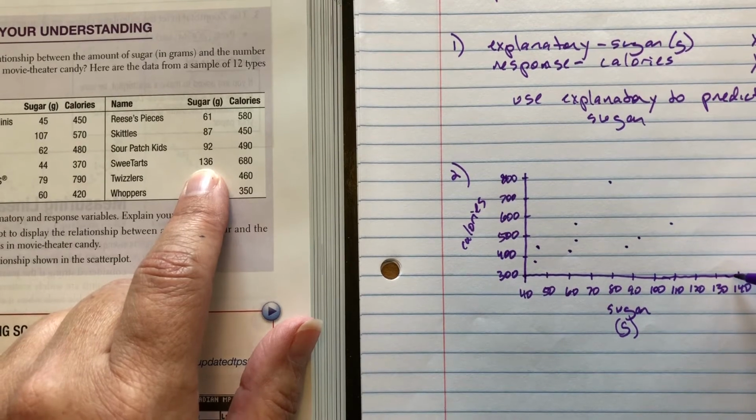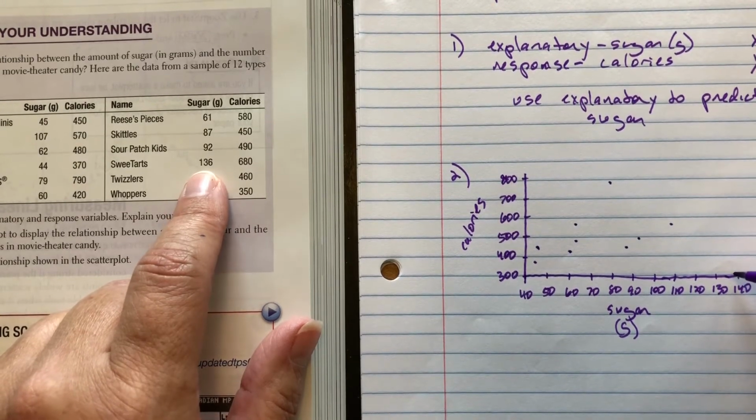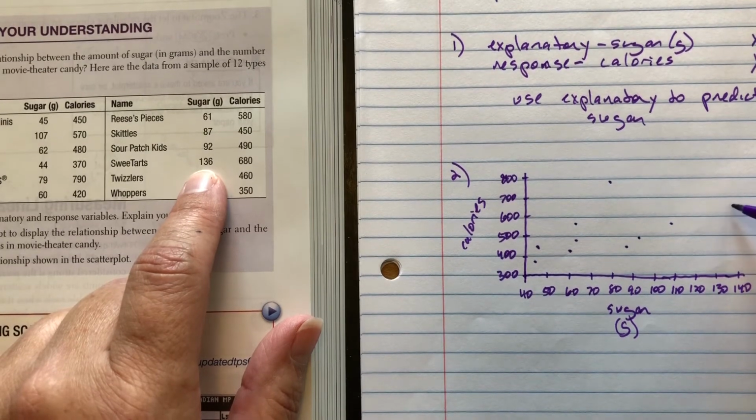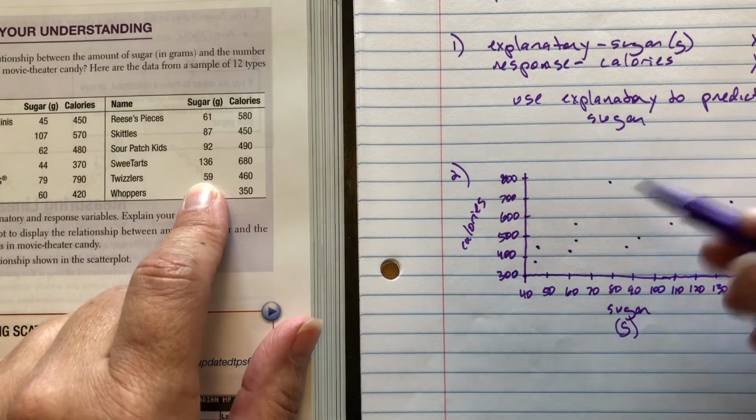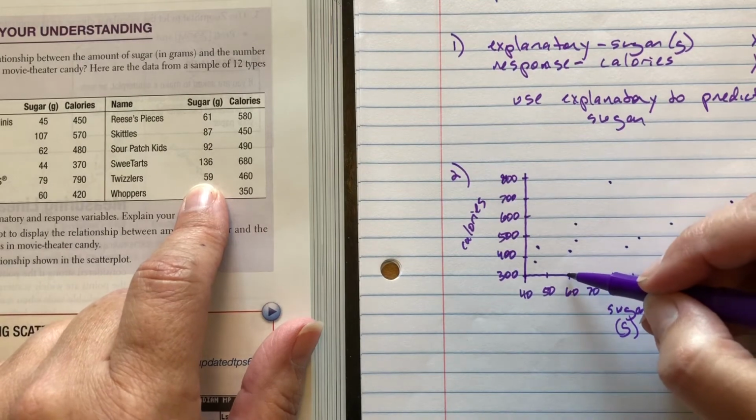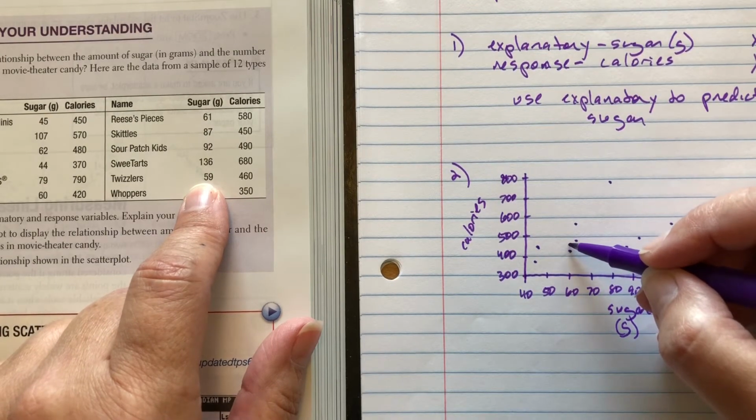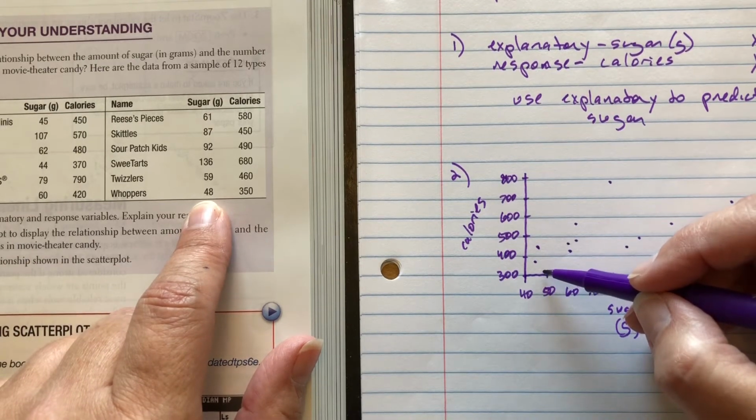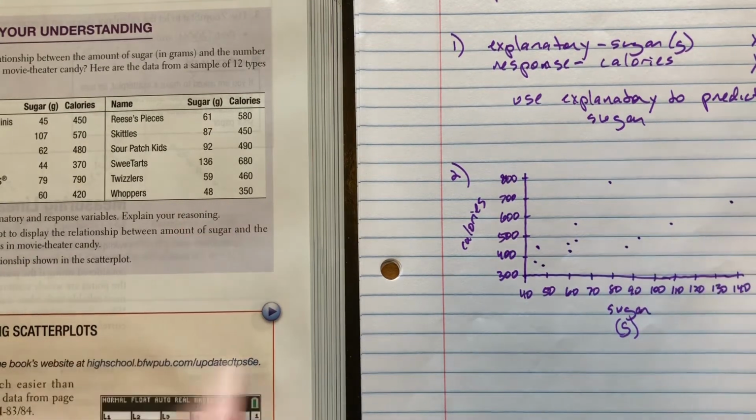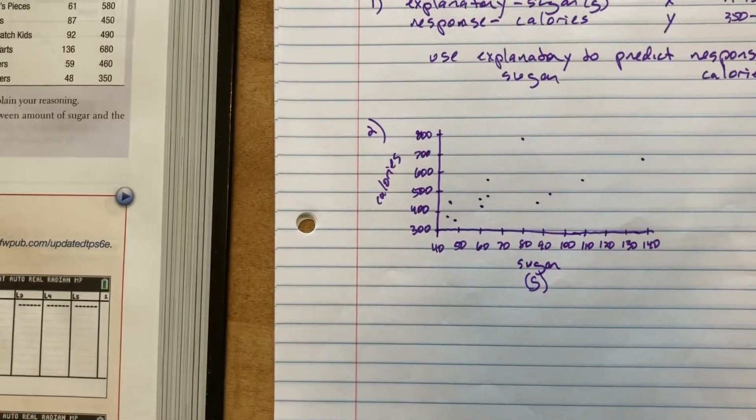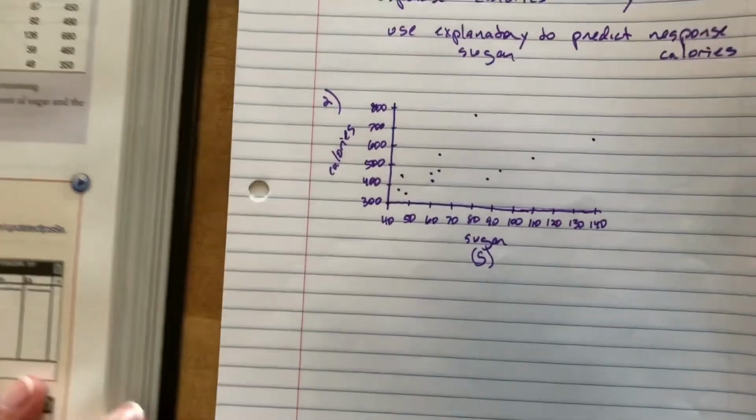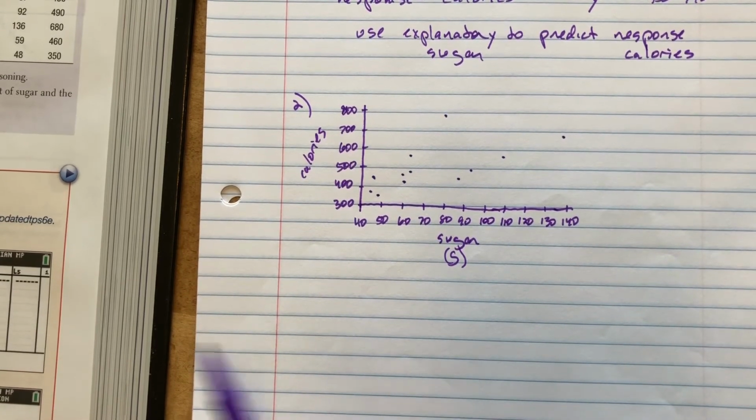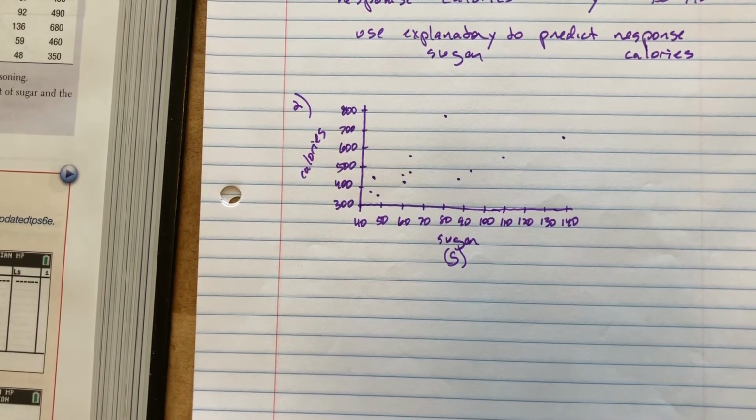136. Boy, that's a lot of sugar. Sweet Tarts, 136 and 680, 59 and 460, and 48 and 350. Okay, there's my scatter plot. Can you see those dots? I'd zoom in, but then I'm going to mess up my whole camera thing. So there's my lovely scatter plot.